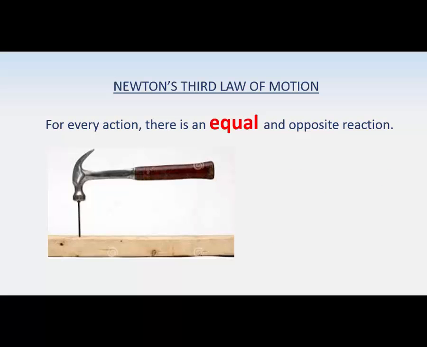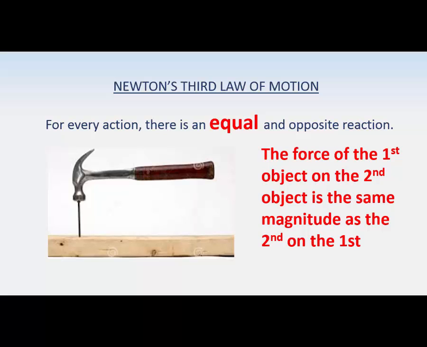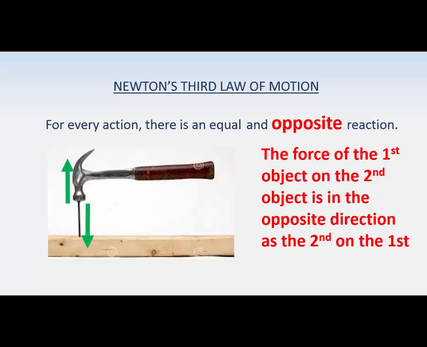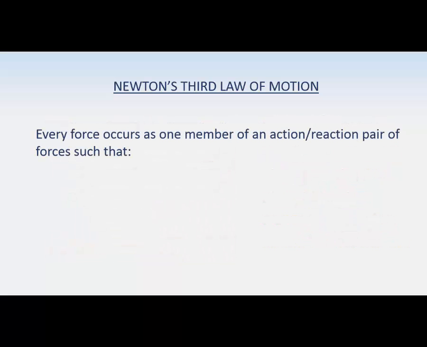Examining the third law, we see that these two forces are equal. That is, the force of the hammer on the nail is of the same magnitude as the force of the nail on the hammer. The second part of the third law states that these forces are opposite. That is, they are in opposite directions to each other. And you can see that the hammer exerts a force downward on the nail, and the nail exerts a force upward on the hammer. As stated in your textbook, Newton's third law of motion points out the action-reaction pairs that are involved with each force.